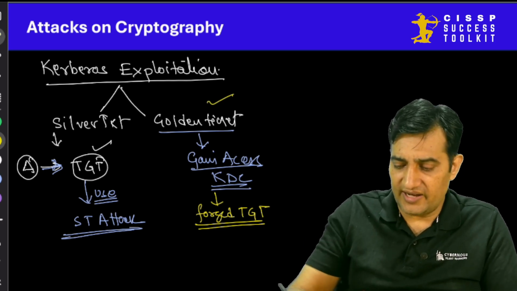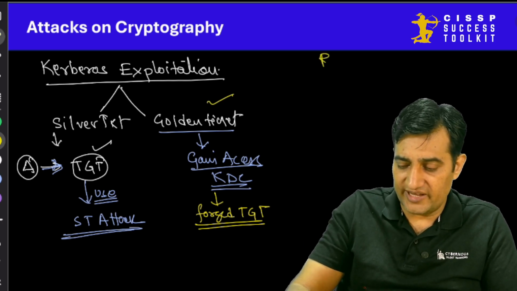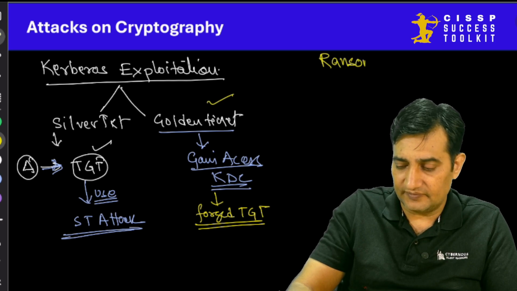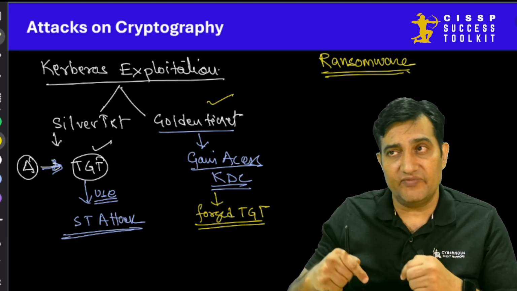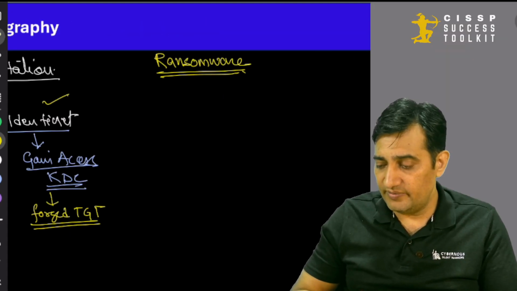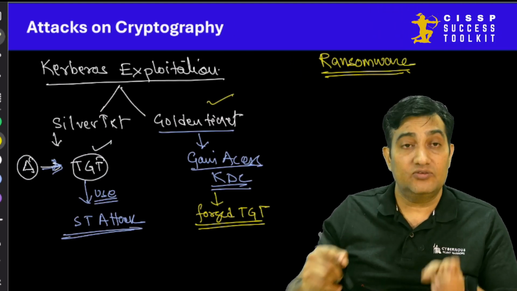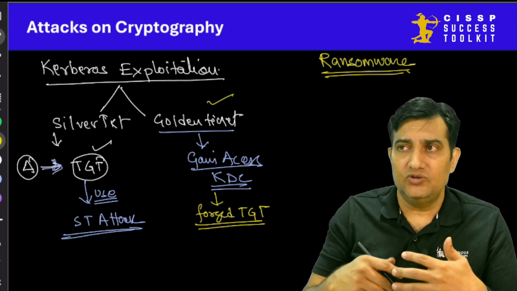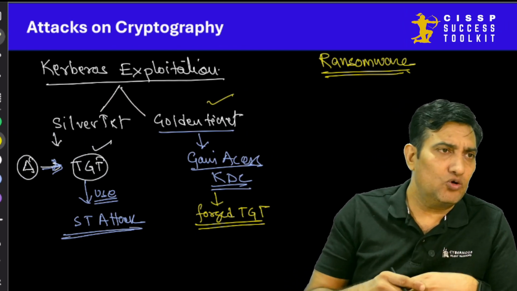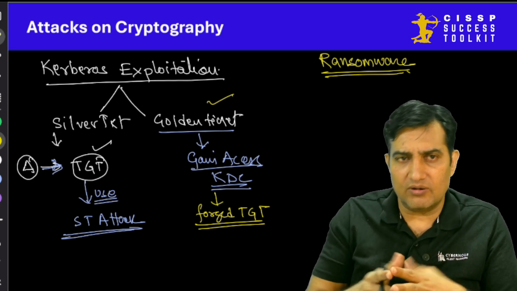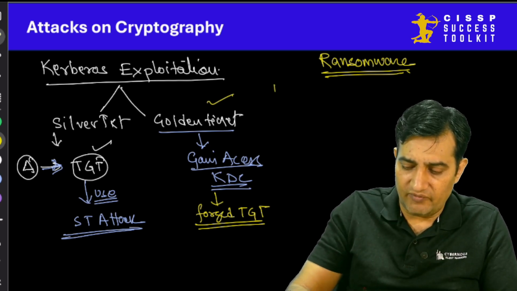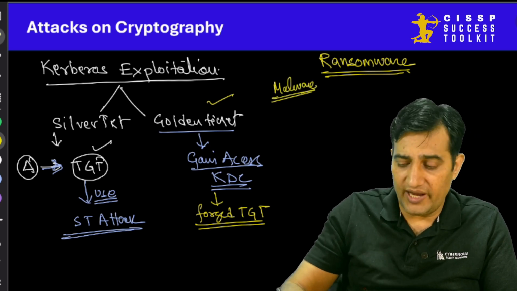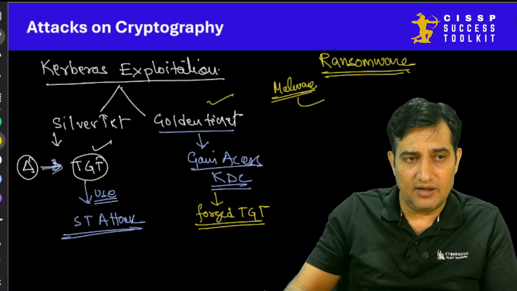Guys, the last attack we are going to understand here is called ransomware. So what happens in a ransomware attack? Okay, this is the last slide. In a ransomware attack, you may get a phishing email, or you may go to a particular website and click on a link which is not good, and there may be a malware which will come on your system.